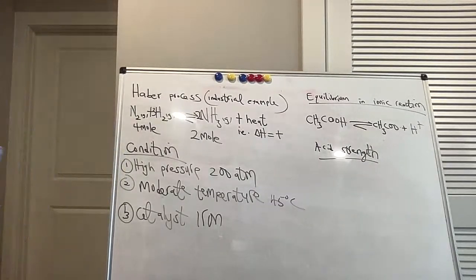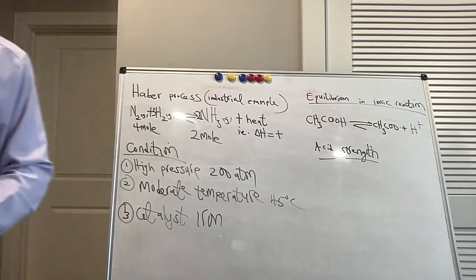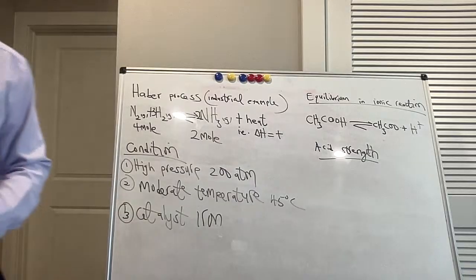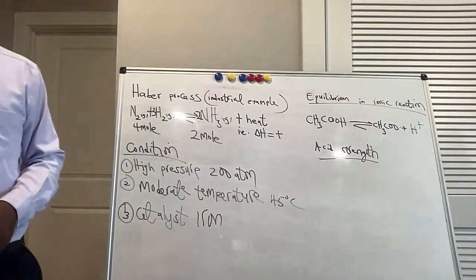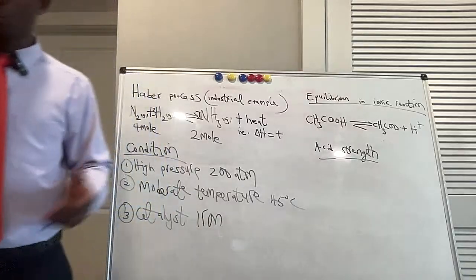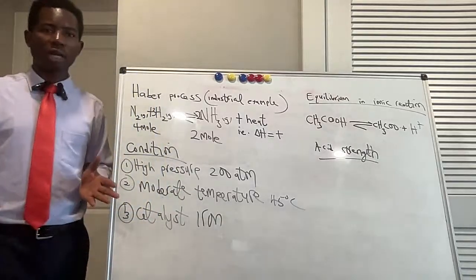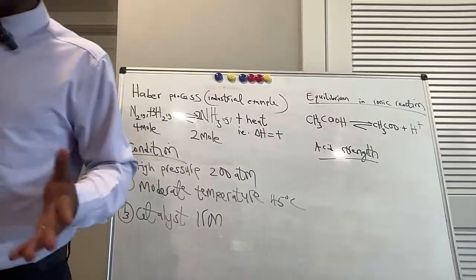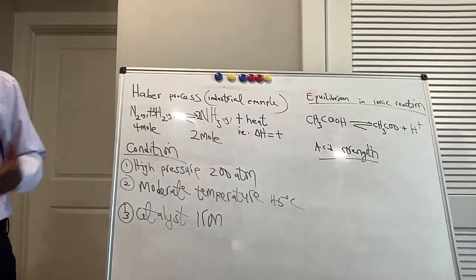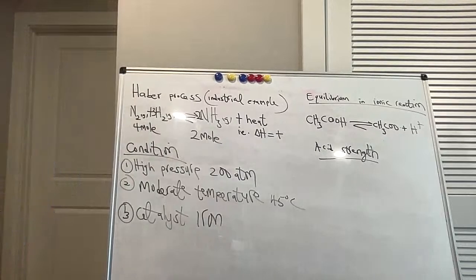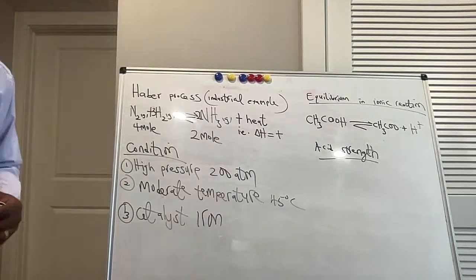So let's look at the importance of chemical equilibrium. Chemical reactions produce ammonia, sulfuric acid. Environmental chemistry, buffer solution, and pH control. Those are the importance of chemical equilibrium.